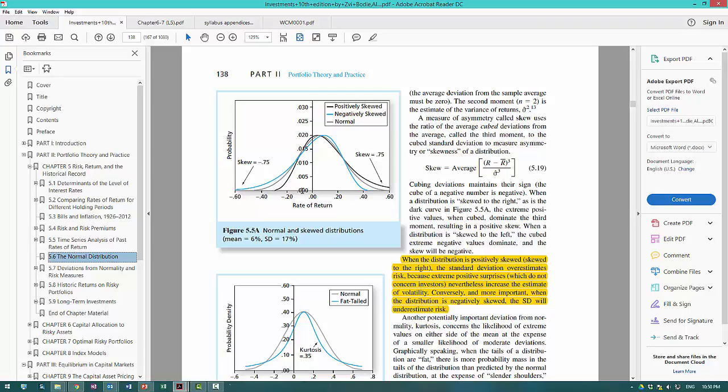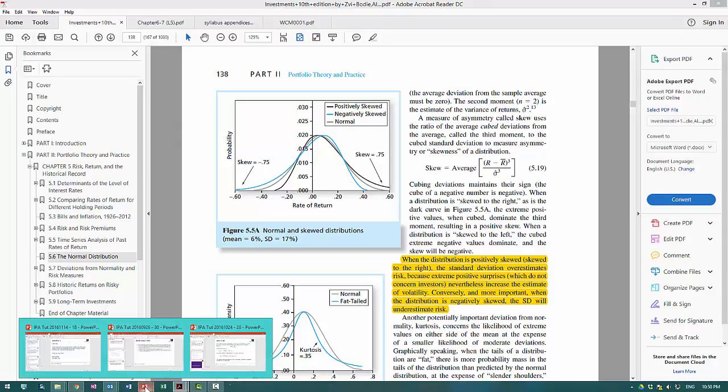So that's why I am interpreting the first line of this paragraph and the last line, and I just ignore the bit in between. I think it's not well written. Sorry, Professor Bodhi.